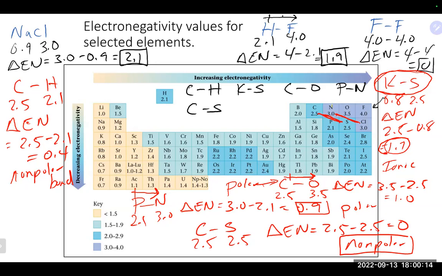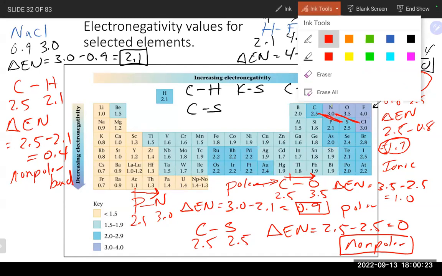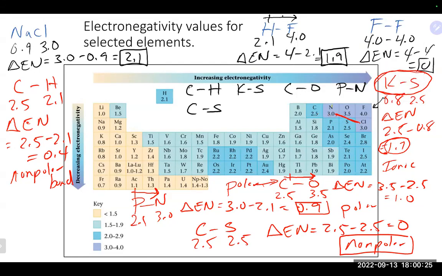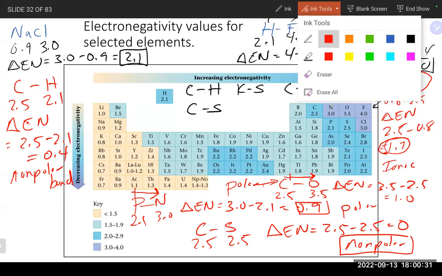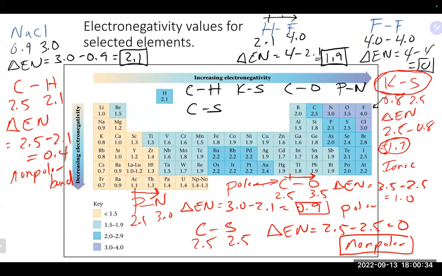Now, do you always need the table to make your decisions, or could you make an educated decision without the actual values? The answer is you hopefully can make an educated decision. For example, if we were doing the carbon and oxygen one, carbon and oxygen are right there. They are in the same row or period on the periodic table. And we know oxygen is further to the right, which means it's going to be polar without the need of the numbers because it is further to the right. They are in the same period.